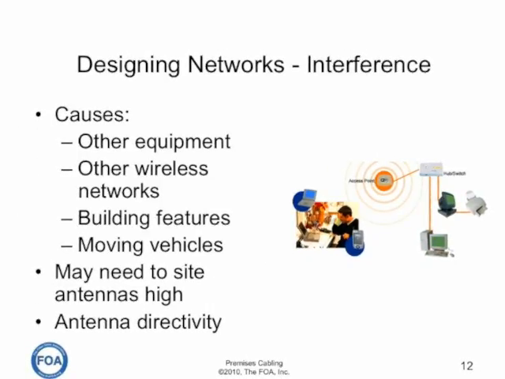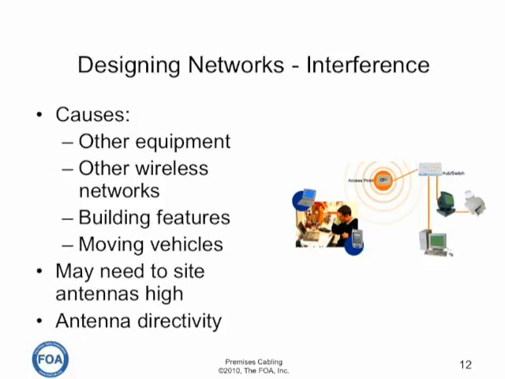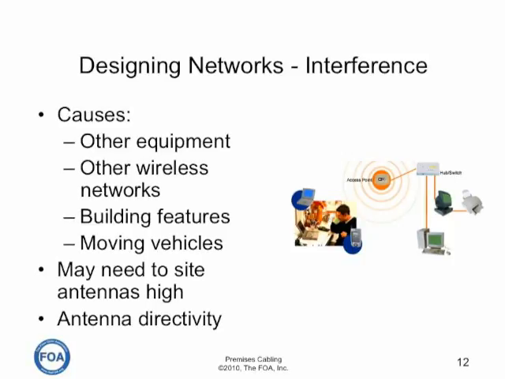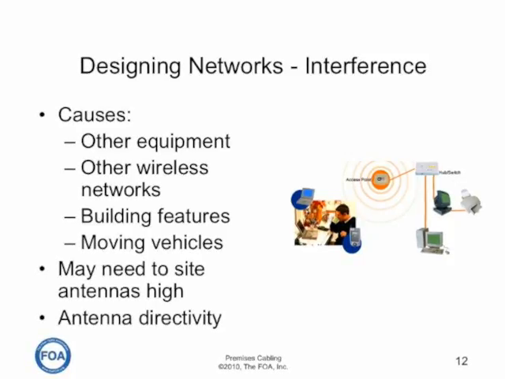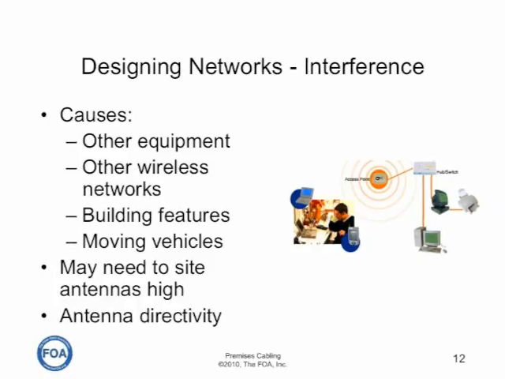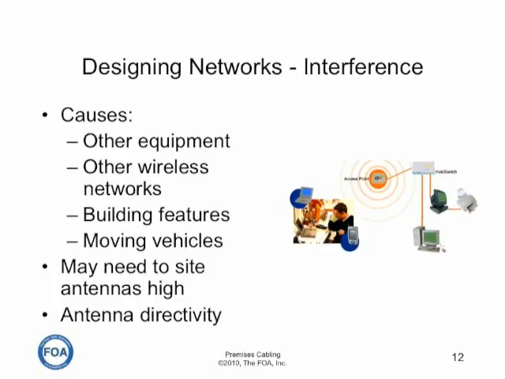Wireless networks can be disrupted by interference. The interference can come from other types of equipment or other wireless networks, reflections off various building features, or moving vehicles. It may require that you site the antennas high or make them directive.